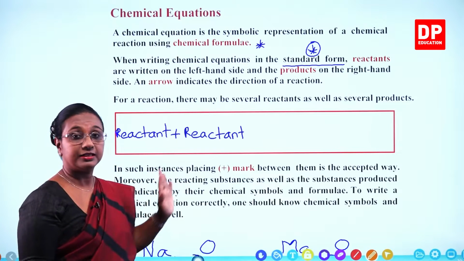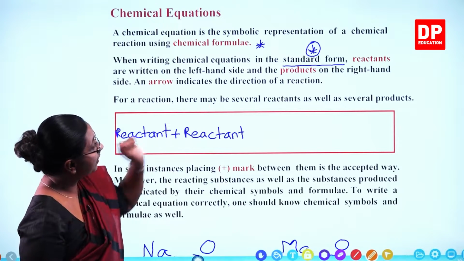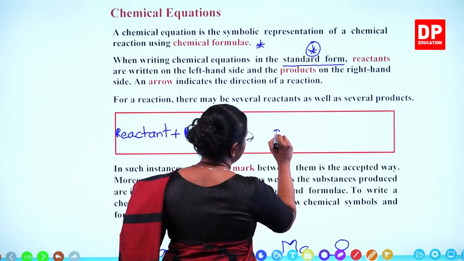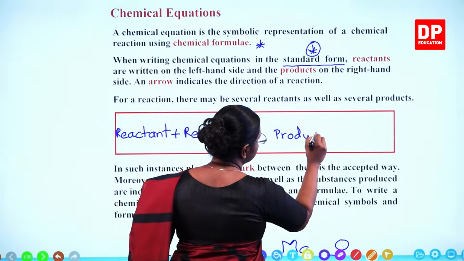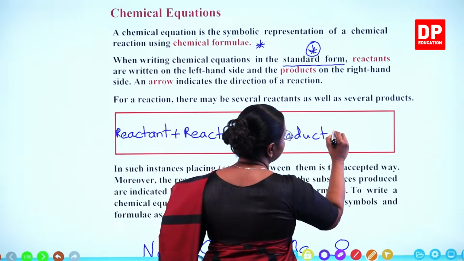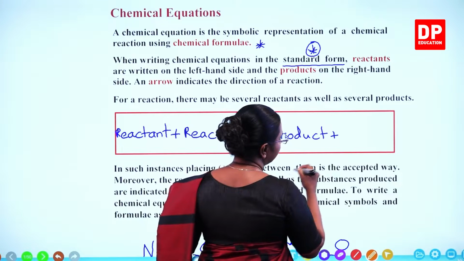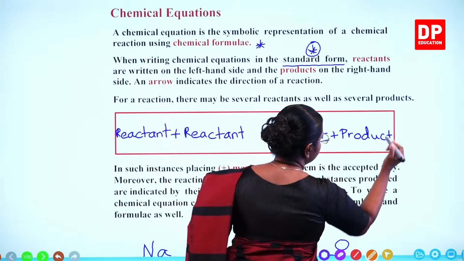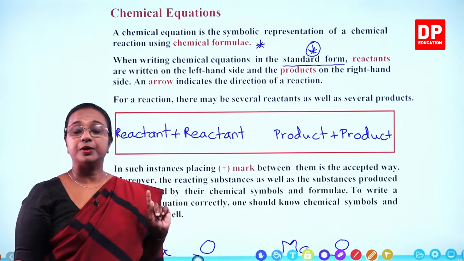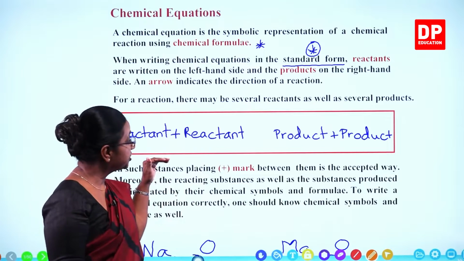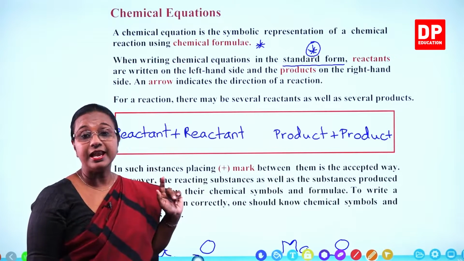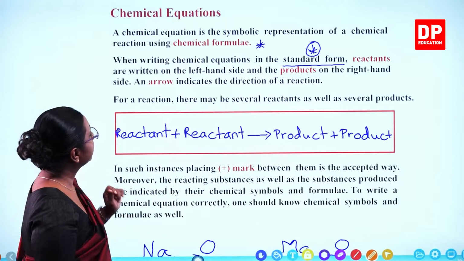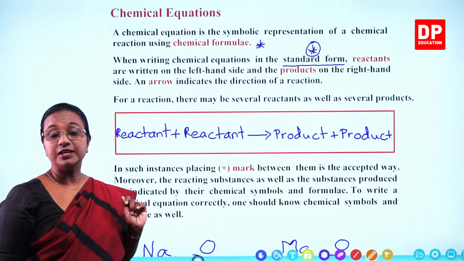Then from these reactants we get the products. So the products are on the right hand side. And here we have the products. Again, if there is more than one product, we separate them by a plus sign, and another product. So reactants going to products is the reaction. We show this change using an arrow. So here we put an arrow. An arrow indicates the direction of a reaction.